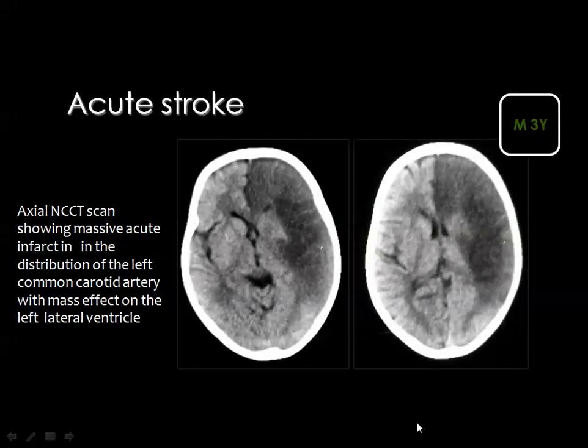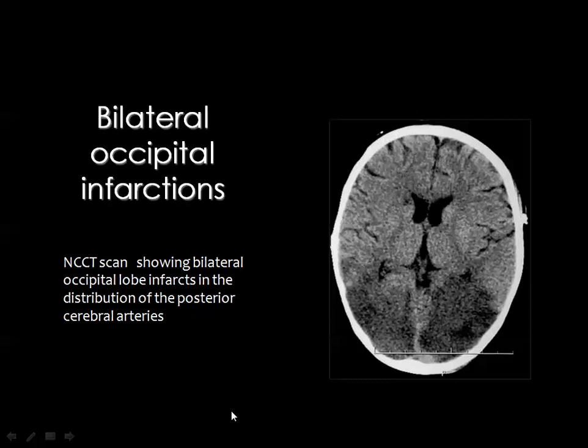This is also acute stroke in the frontal and temporal areas. And here you may be able to see that this lesion involves the common carotid territory, including the anterior cerebral and the middle cerebral, with consequent some mass effect on the left lateral ventricle. And this is also bilateral occipital infarctions affecting the posterior aspect of the brain with some mass effect on the adjacent ventricles.